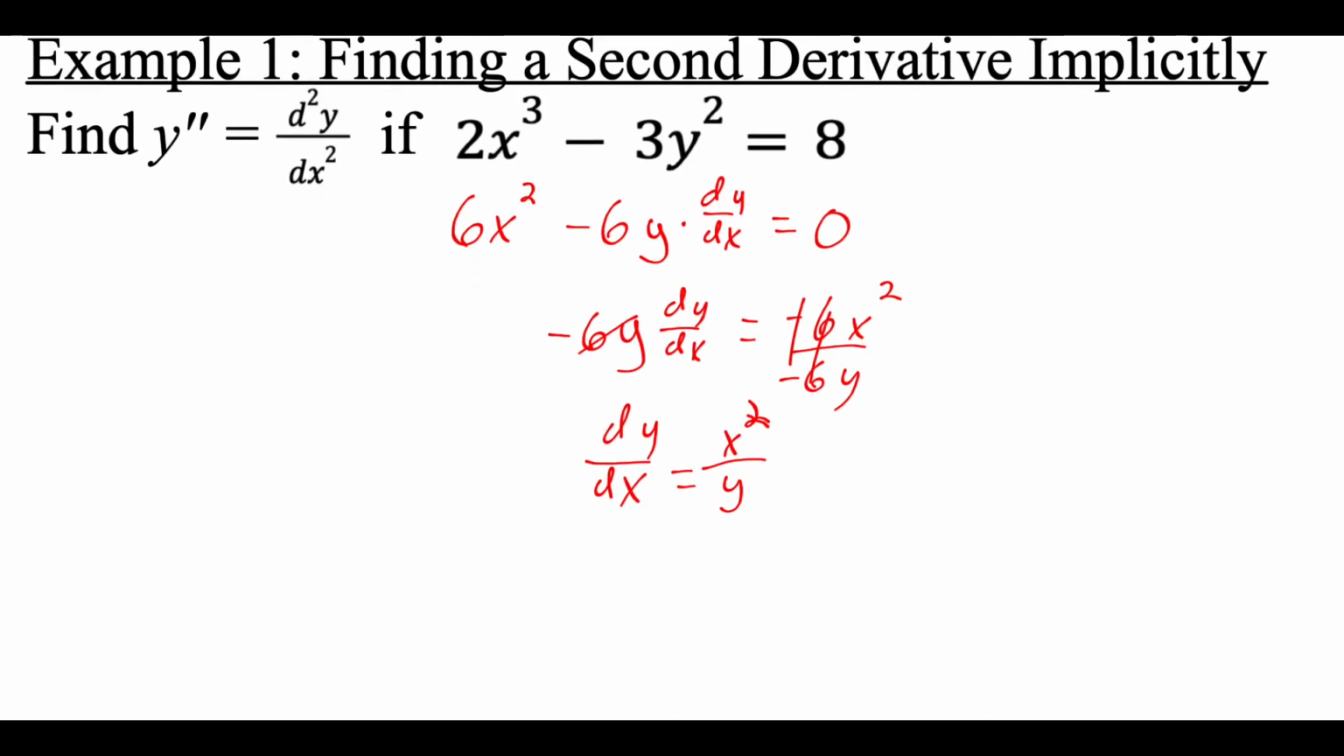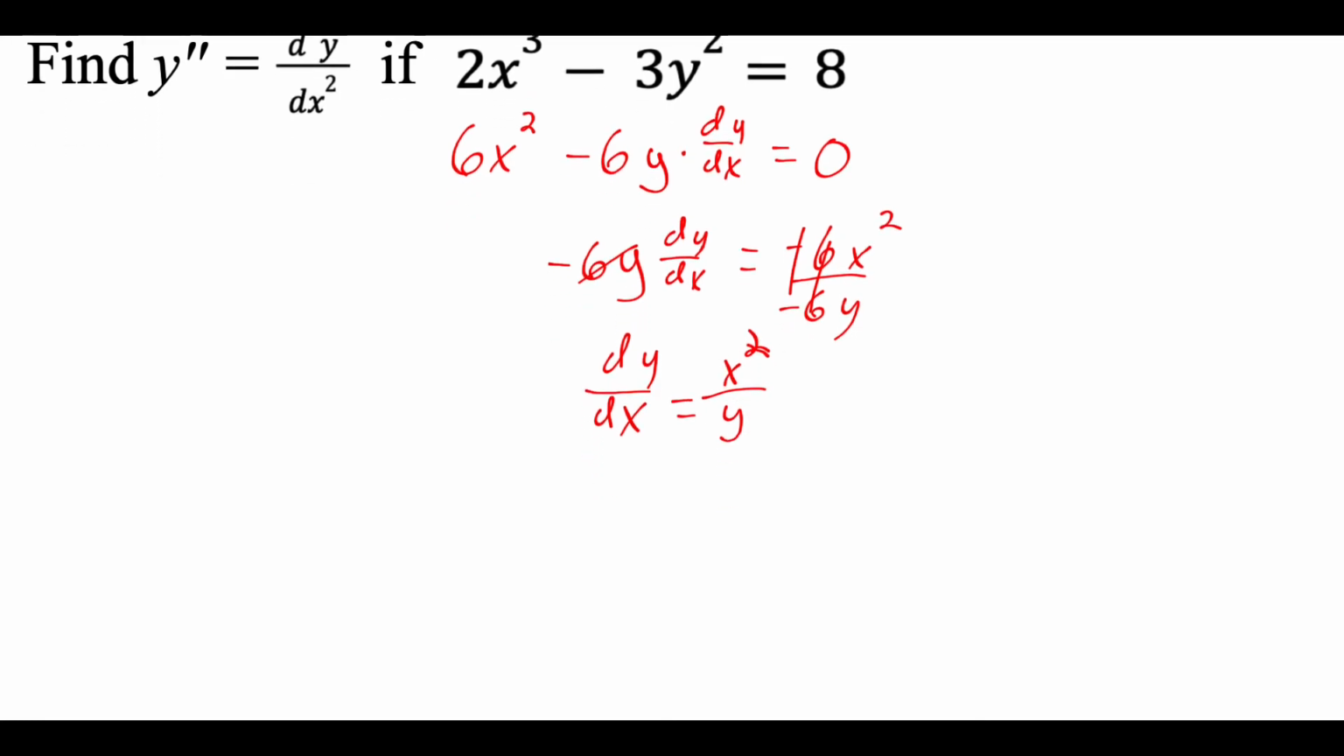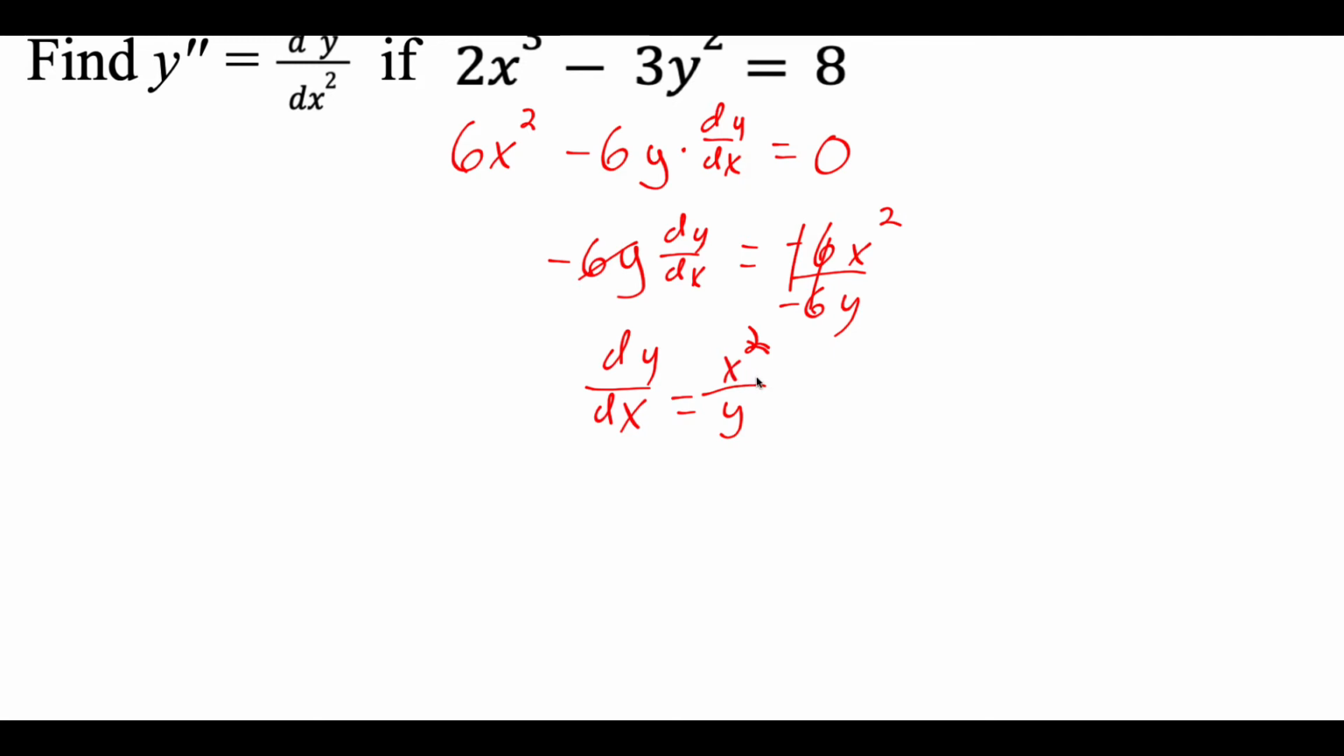But now we have to do the second derivative. So we're going to do another derivative looking at this x squared over y. And because that's a fraction, we're going to have to use the quotient rule. So the x squared is our u, and the y is our v value.